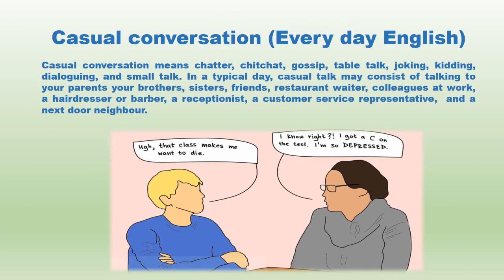We are approaching now the final part of today's lecture, which is talking about casual conversation or everyday English. Casual conversation means chatter, gossip, table talk, joking, kidding, dialoguing, and small talk. In a typical day, casual talk may consist of talking to your parents, your brothers, sisters, friends, restaurant waiter, colleagues at work, hairdresser or barber, receptionist, customer service representative, and a next door neighbor.